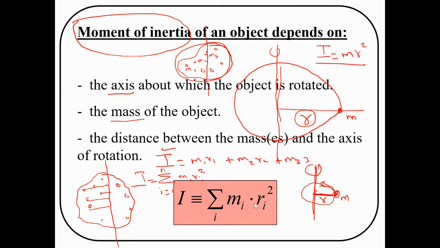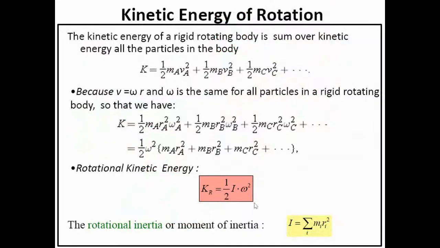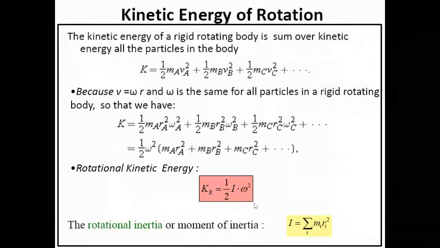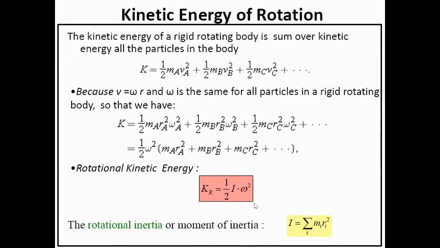Every r is squared. For the moment of inertia, this is the distance from the axis of rotation to the mass, squared. That is nothing but r.